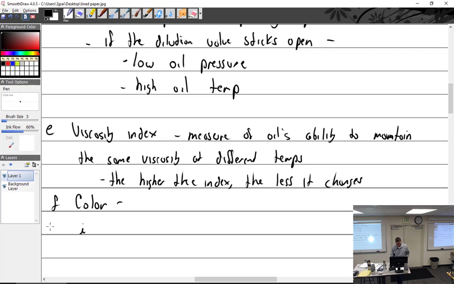Cloud point. I have cloud point in here. Cloud point is really a low temperature thing. It happens at low temp when the separation of the wax starts, the wax starts to solidify.